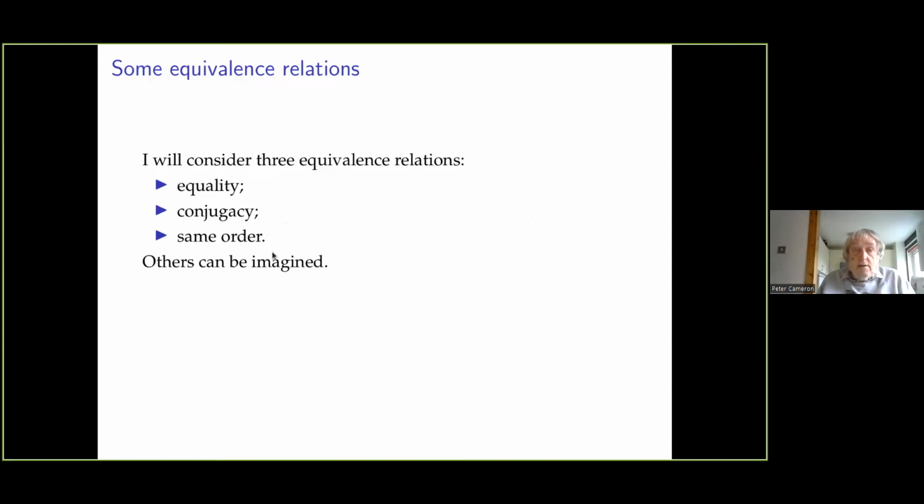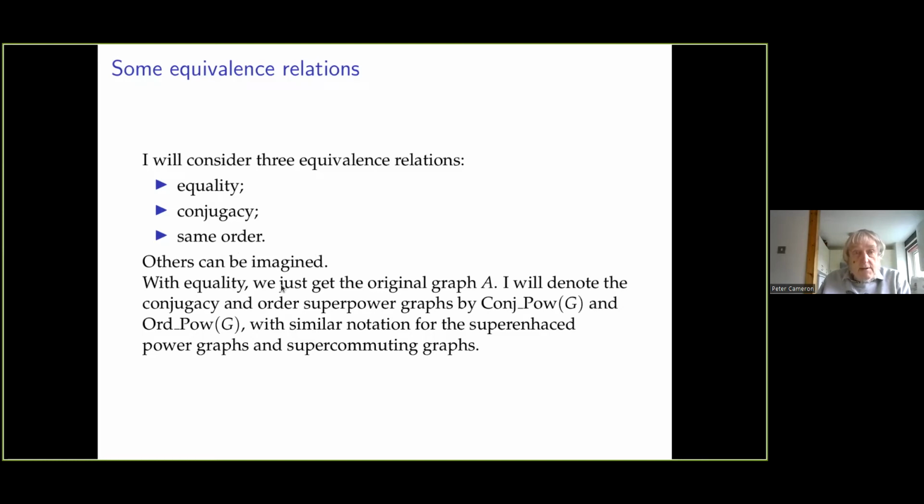And as I say, you can imagine other equivalence relations, just as you can imagine other graphs. So I think there's a good stock of things here, questions that haven't been answered and haven't even really been looked at for the most part. So plenty to do. So as I said, with equality, we get the original graph A. So I'll talk about the conjugacy superpower graph like this, conj power of G, and the order superpower graph, ord power of G, similar notation for the other types.